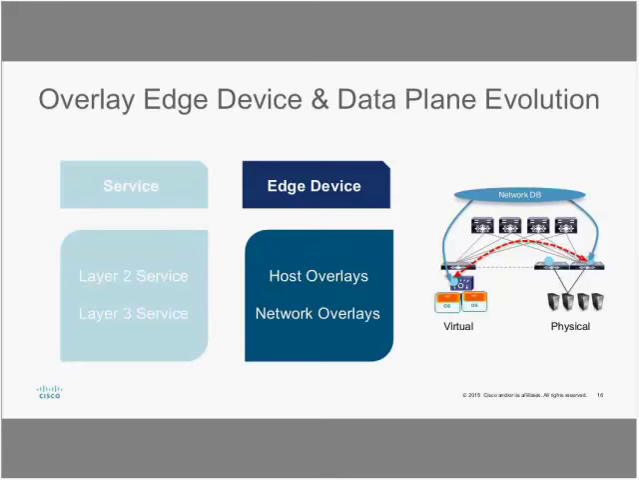So VXLAN has evolved. When it was introduced, it was data plane only, based on multicast, flood and learn. Not a lot of customers were comfortable using multicast in their IP fabric. Also, it was flood and learn, so they did not like that idea. But still, it picked up very well as an overlay solution.